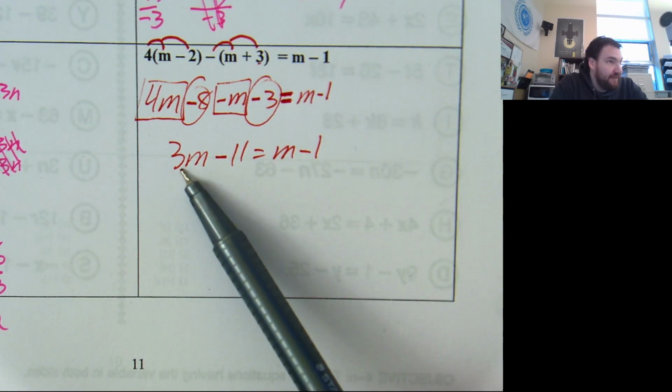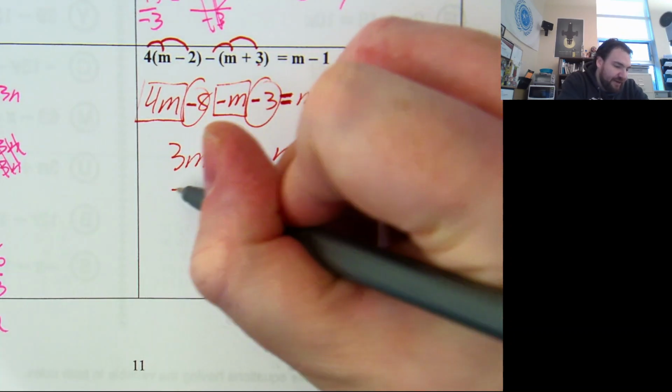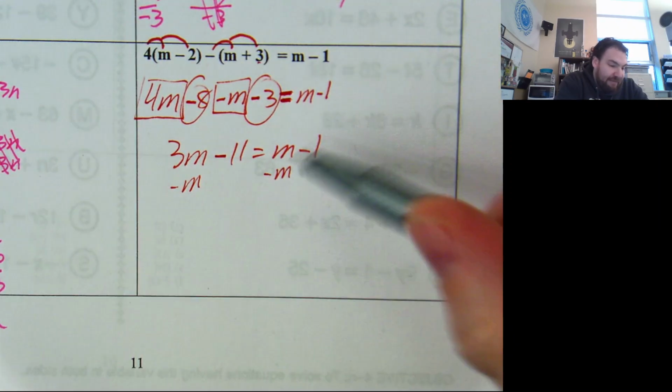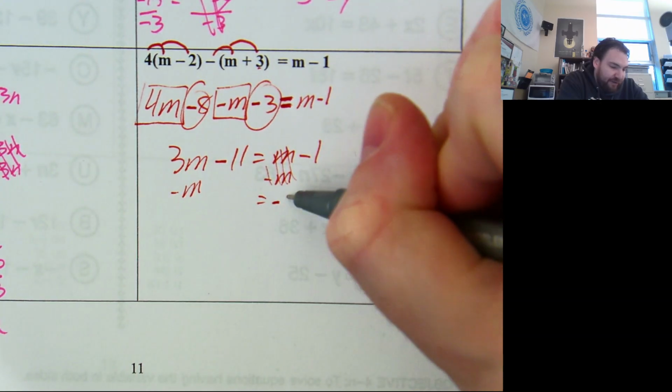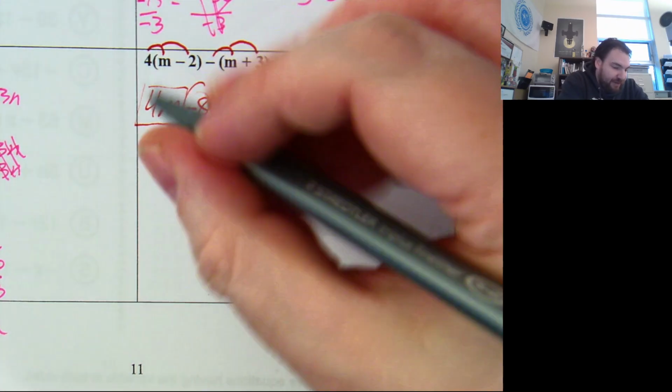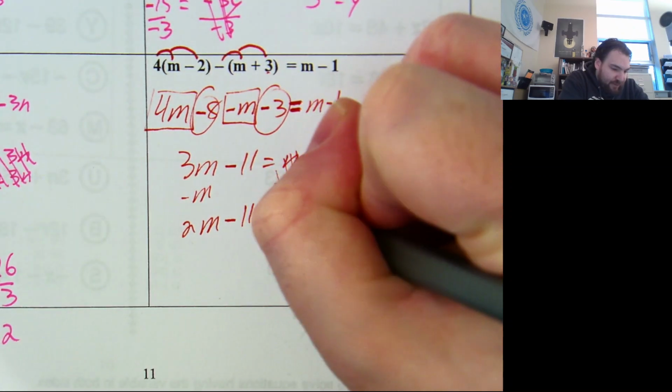It's going to give us a positive m's over here. So we're going to take away m. We're going to take away m. m minus m cancels. On the right-hand side, we just have -1. And you betcha, I'm going to have 2m minus 11 equals -1.